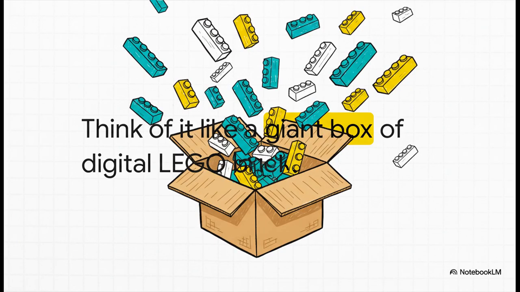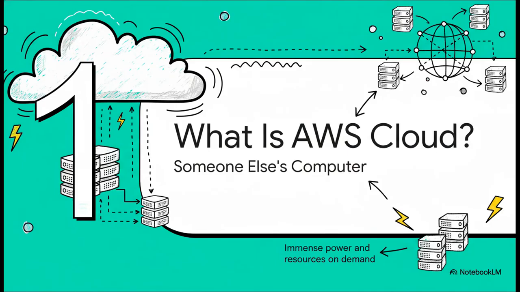Okay, so here's the secret. The best way to understand AWS is to stop thinking of it as a single product. Instead, picture it as a massive box of digital Legos. Each piece is a specific, specialized building block, and you can click them together to build almost anything you can imagine online.